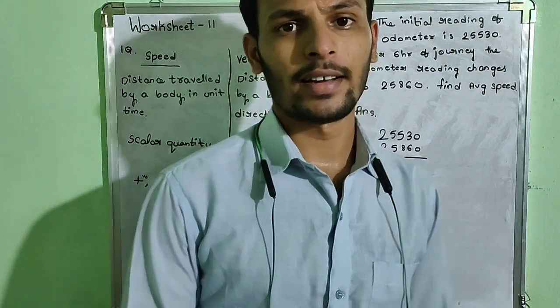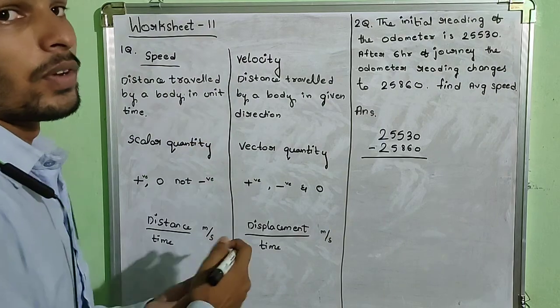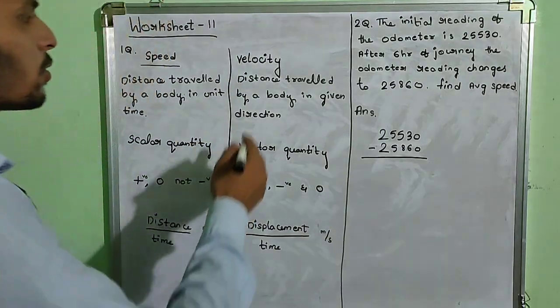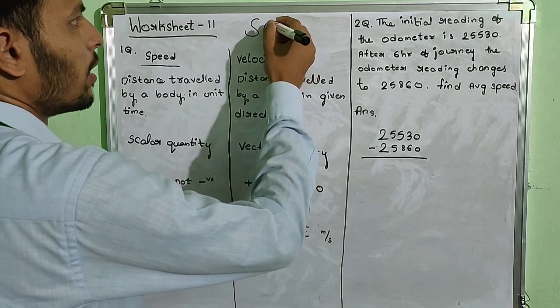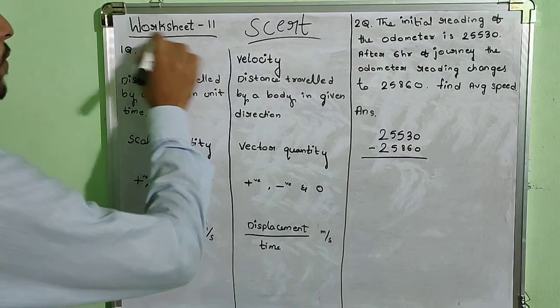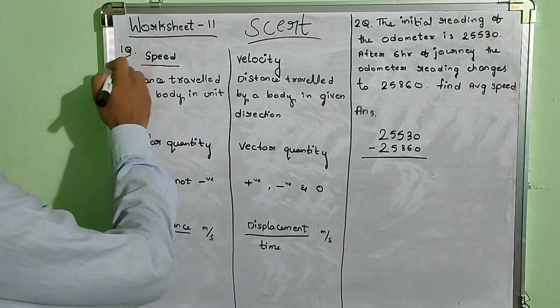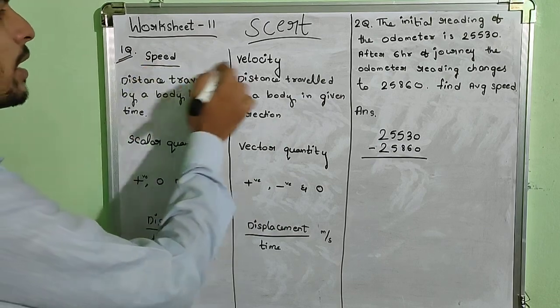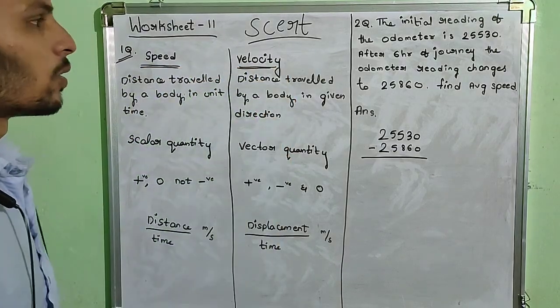Today let us solve worksheet number 11, from the TS government provided SCERT worksheets. The first question is the difference between speed and velocity.